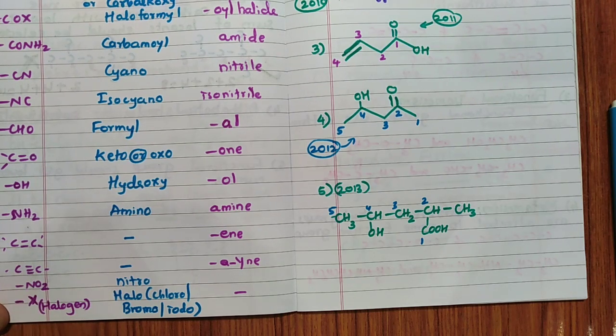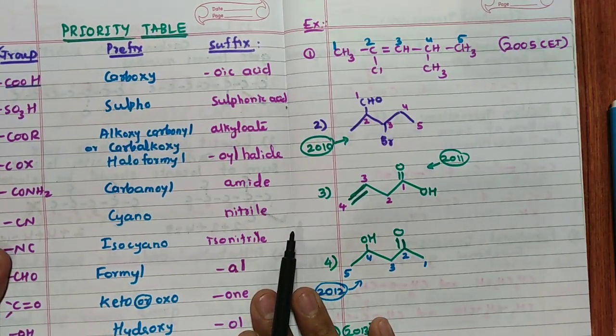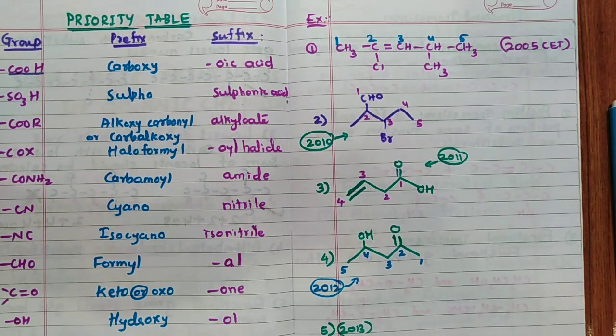Important is this: when we have a double bond and a triple bond in the molecule, the double bond gets first preference, that is the lowest number, then the triple bond. Remember that. So this is the priority table, so remember this. Then I have given some examples from previous year papers, so we will solve that.